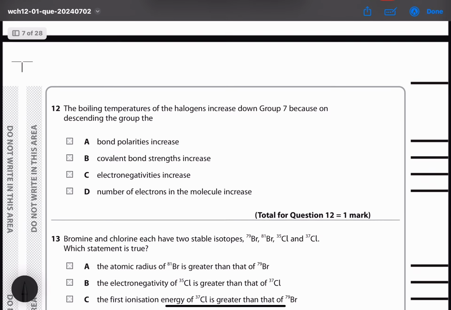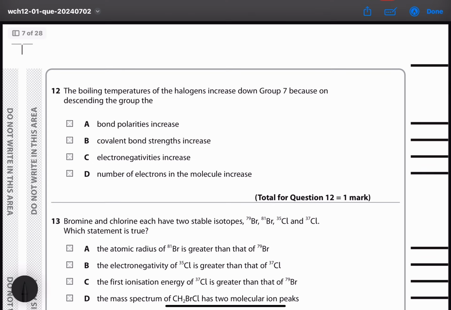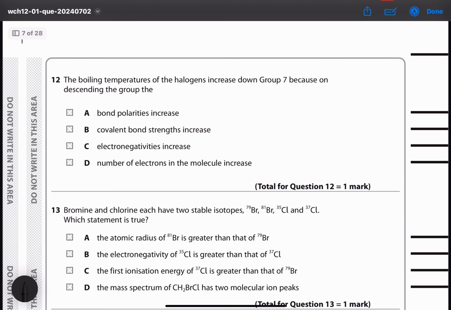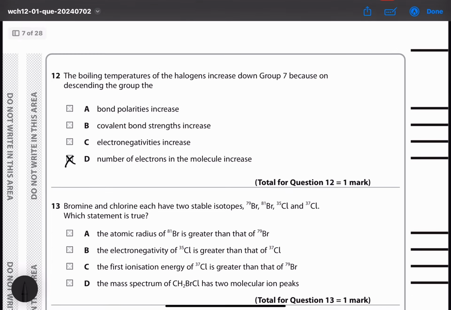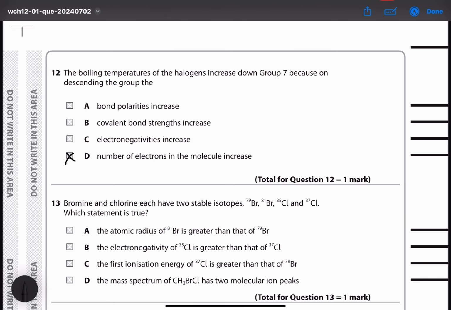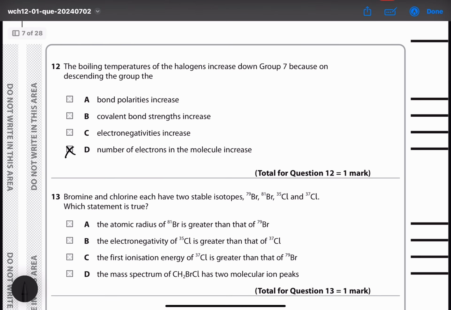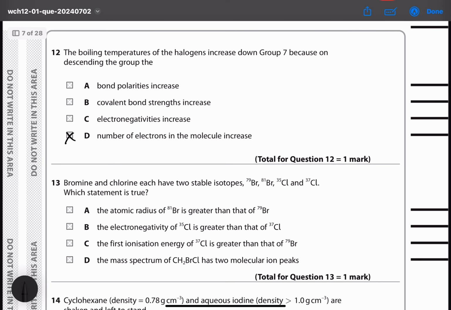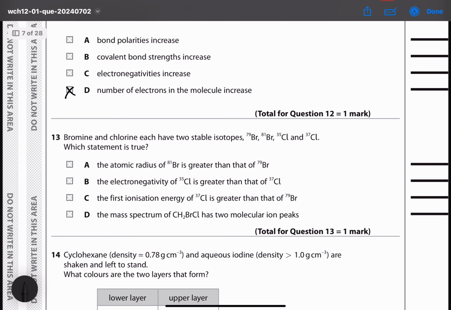Next, 12, the boiling temperatures of halogens increases down group 7 because on descending the group, the number of electrons in the molecule increases. The answer is D. Why? Because as we are going down the group, the size of the atom increases. And when the size of the atom increases, their electron number also increases. And since they have only London force, which depends on the number of electrons the molecule has, the more the number of electrons, the stronger the London force, and the boiling temperature is going to increase.